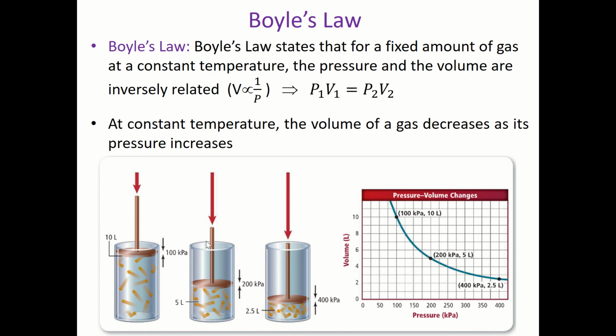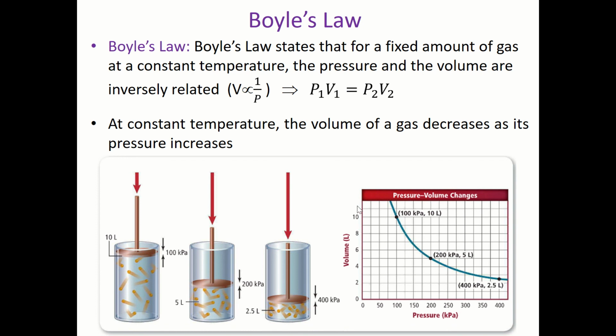So what if I increase the pressure to 200 kilopascals? Then the volume becomes less. It becomes only 5 liters. Can you see that? So if you increase the pressure to 400 kilopascals, then the volume becomes 2.5 liters and so on. So you can see here, as you increase the pressure, the volume decreases.